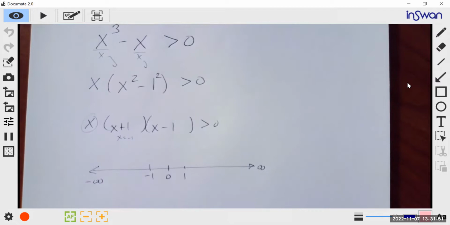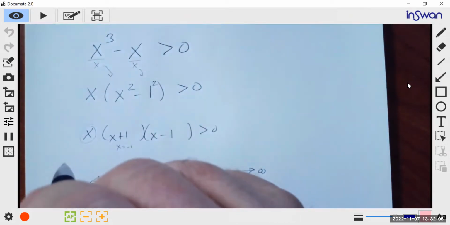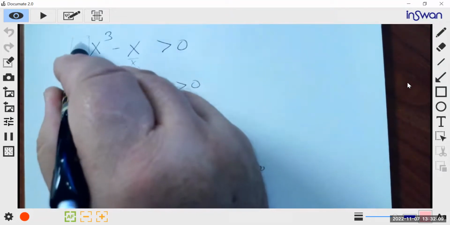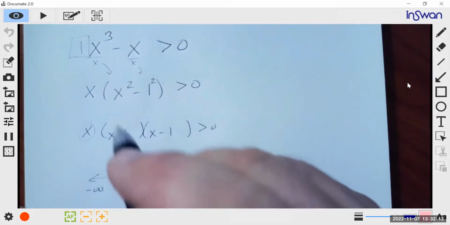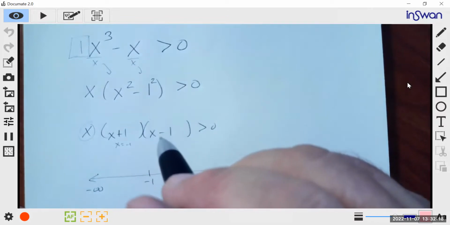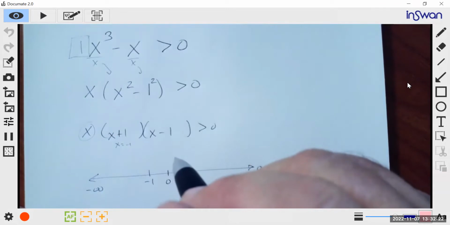Again, same thing. What's the graph going to look like? What's the degree? Degree is 3. Since the degree is odd, is A positive or negative? You're asking me. This is 1. That's A. It's positive. It's +1. So A is positive. The degree is 3. So what do we know about the graph? What's the end behavior tell us?